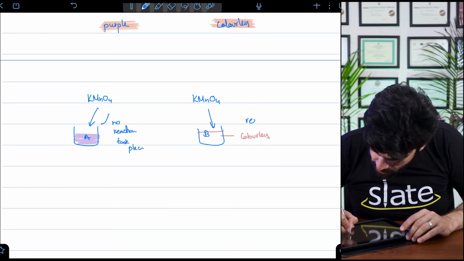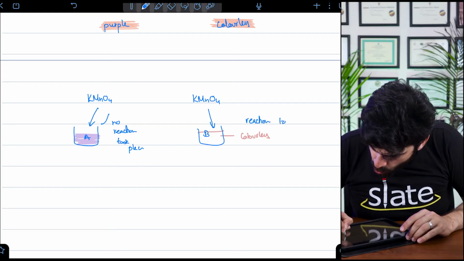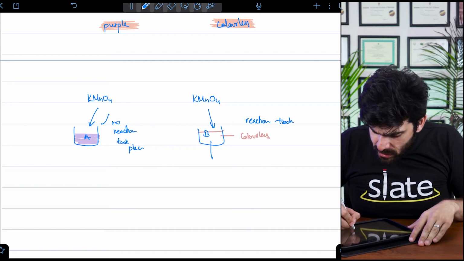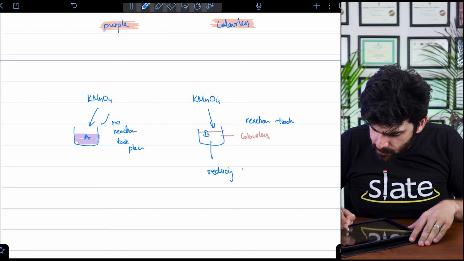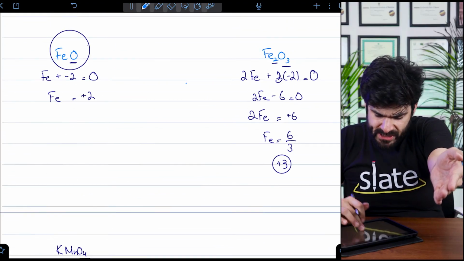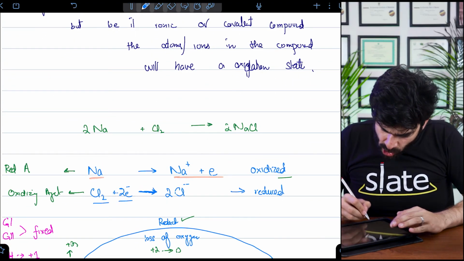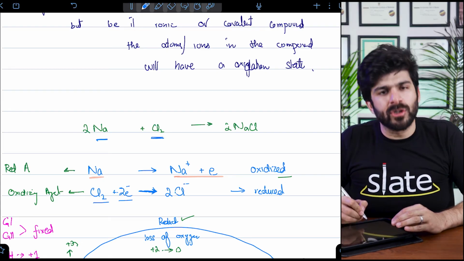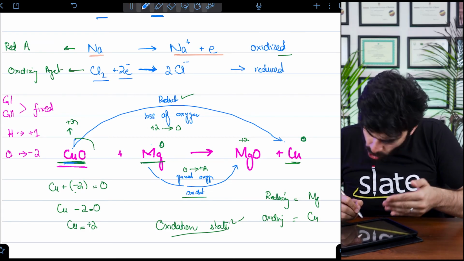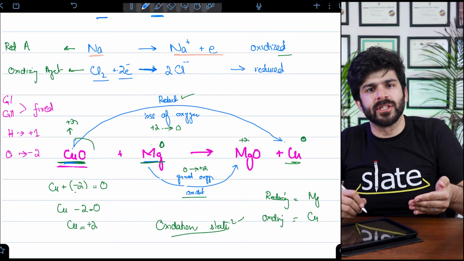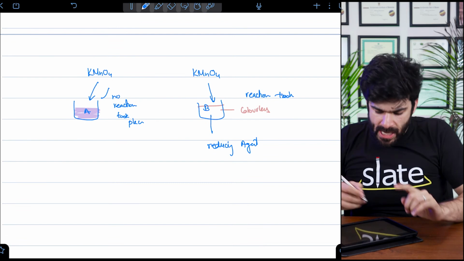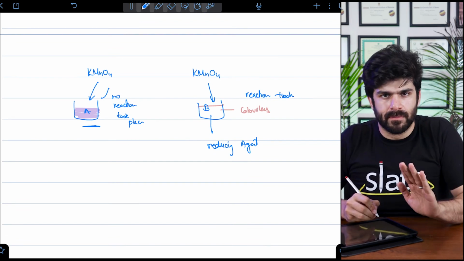And here, a reaction took place, which means this proves that the entity B was a reducing agent. Because an oxidizing agent is going to react with a reducing agent. Look at these equations. Sodium was a reducing agent, chlorine was an oxidizing agent. They can react. Copper was an oxidizing agent, magnesium was a reducing agent. They react. So an oxidizing agent will only react with a reducing agent. And if there is no reaction, the color remains the same.